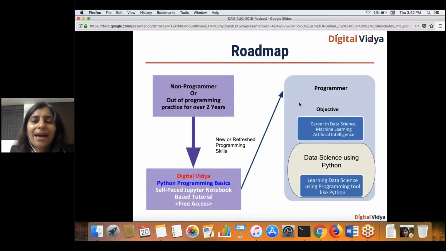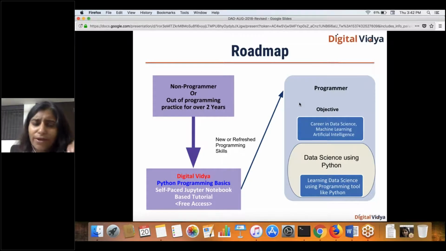The next question which people have: I'm a non-programmer but I want to get into data science, what should I do? The answer is, remove the non-programmer tag. Even if you have been out of programming practice for over 2 years, it is your responsibility first to remove that tag. The first thing you should do is make yourself comfortable in programming. The only reason is that when you learn data science, your focus should be on data science and not on learning programming. That is why it is very critical.